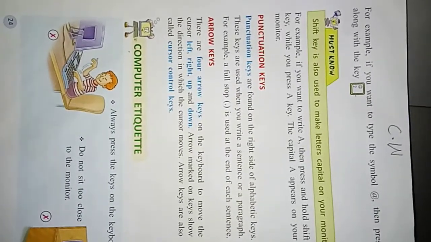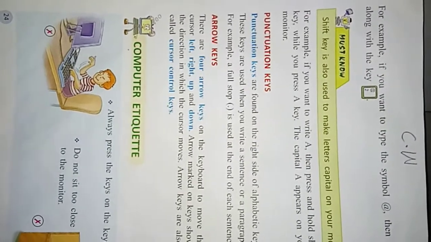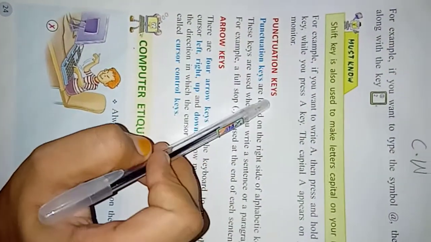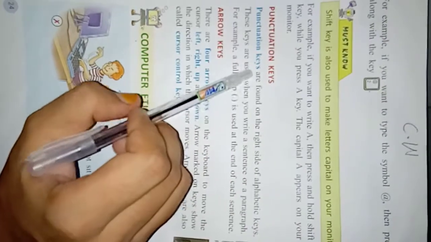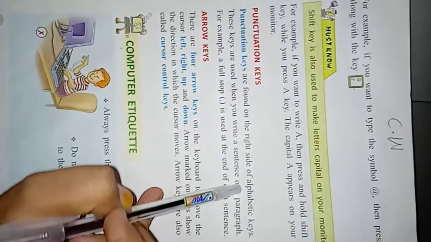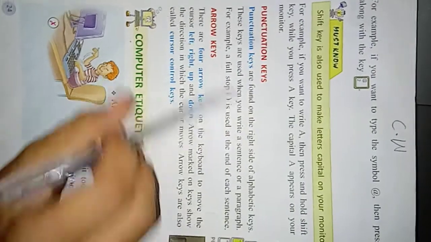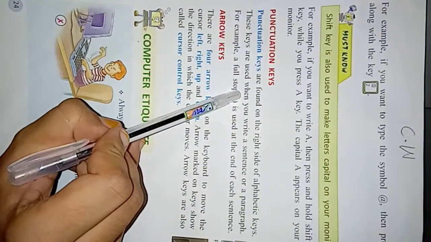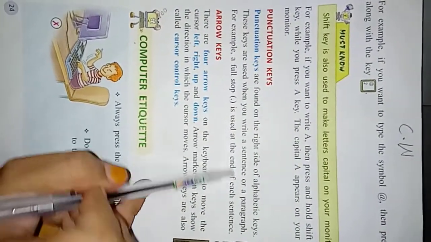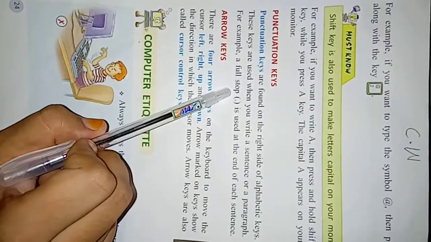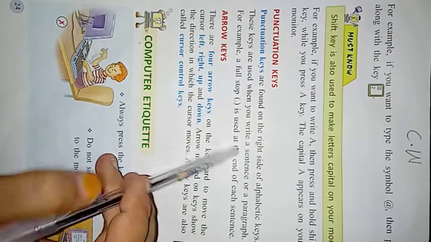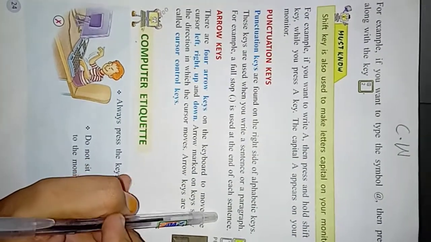Our chapter name is keyboard and we start our reading from punctuation keys. So let's start our reading. Punctuation keys are found on the right side of alphabetic keys. These keys are used when you write a sentence or a paragraph. For example, a full stop is used at the end of each sentence.